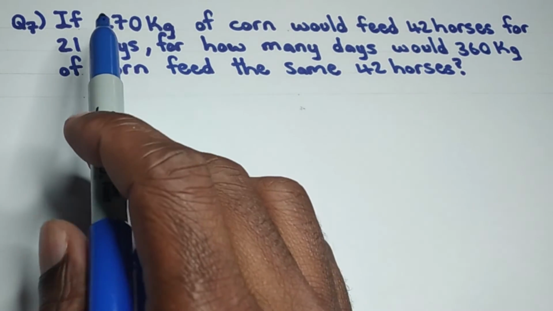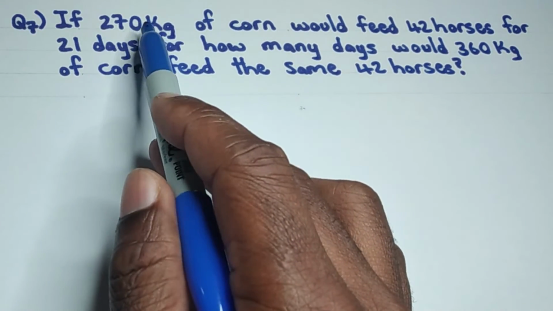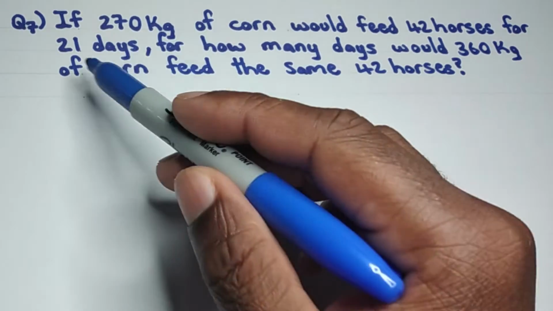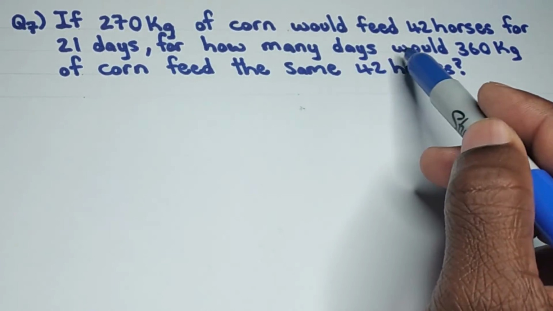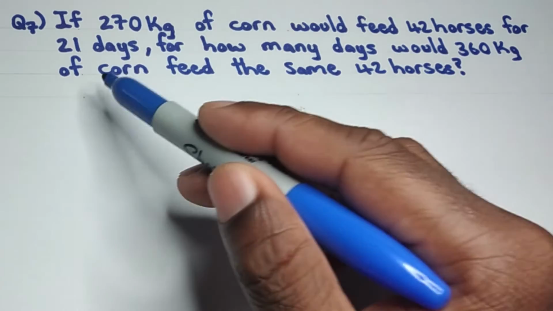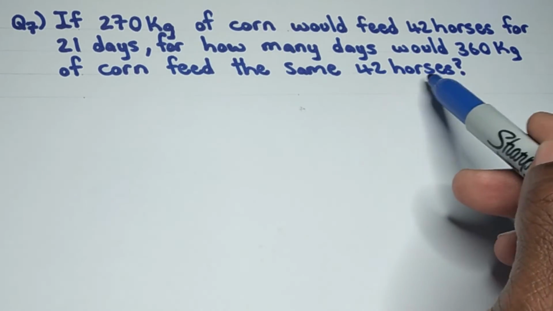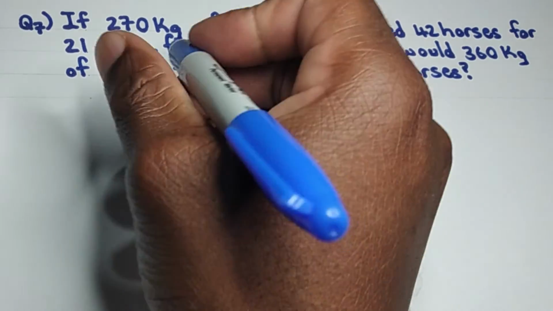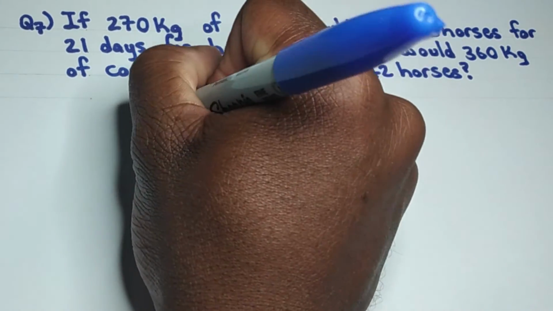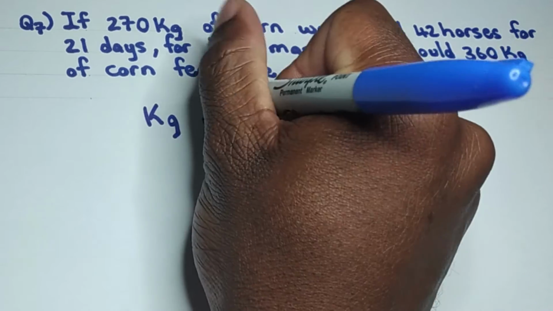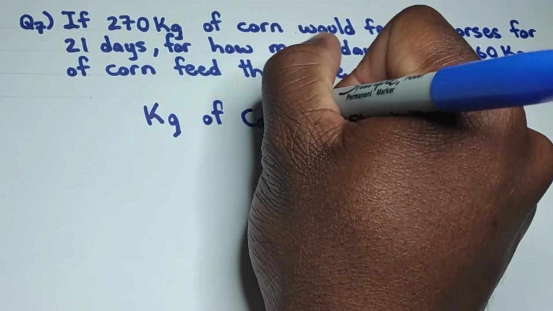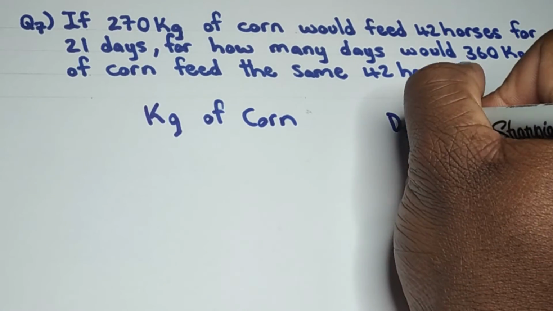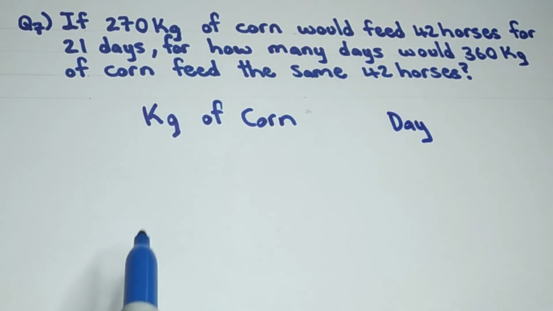So what we can do now is to look at question 7. Here we have question 7. If 270 kilograms of corn would feed 42 horses for 21 days, for how many days would 360 kilograms of corn feed the same 42 horses? So the two variables here would have been kilograms of corn and the amount of days the feed will last.